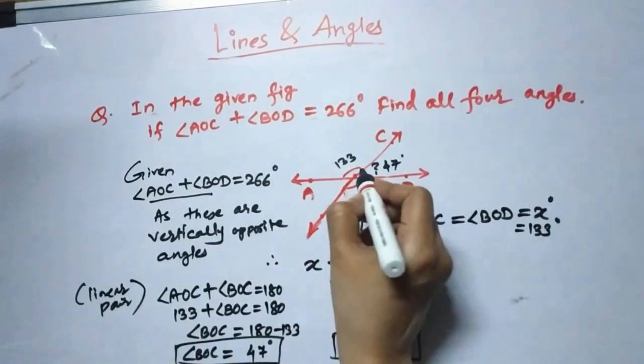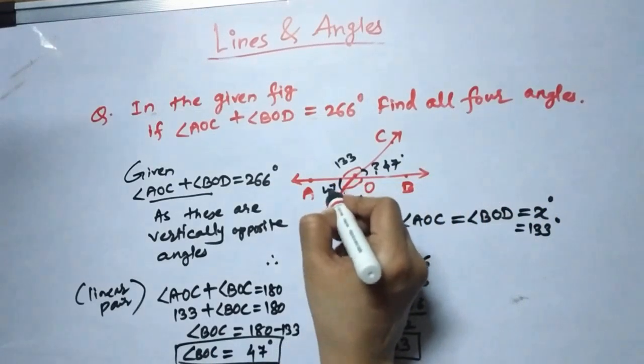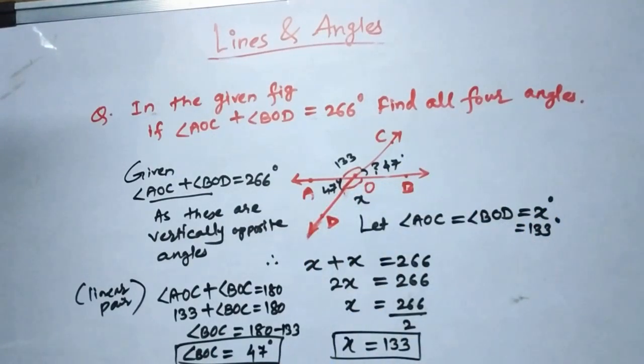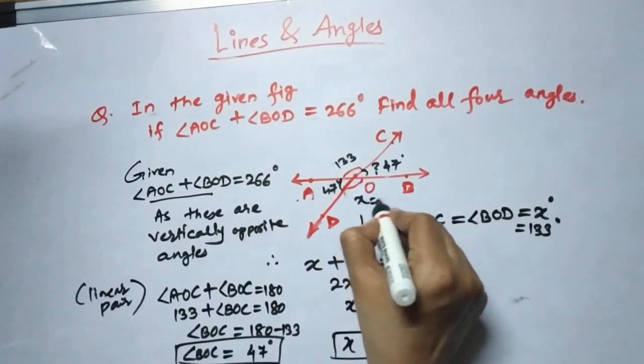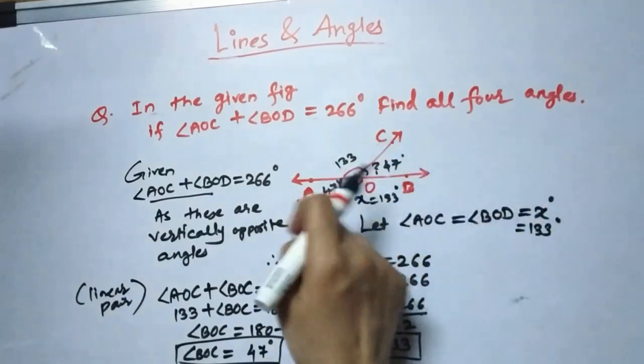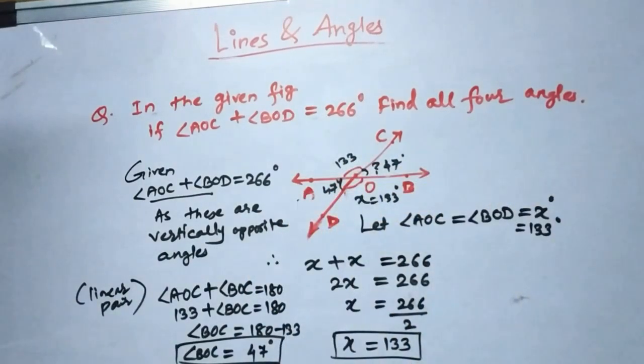As this is 47 degrees, this opposite measure is also 47 because they are vertically opposite. So angle AOD is also going to be 47 degrees. This is, so we already got 133. In this way we got all 4 angles.